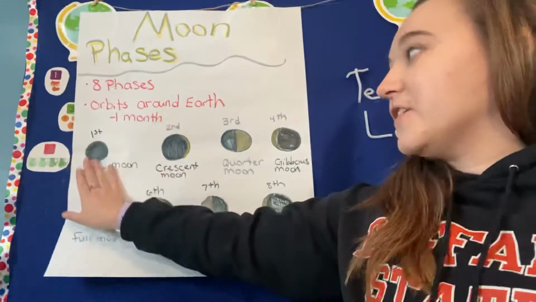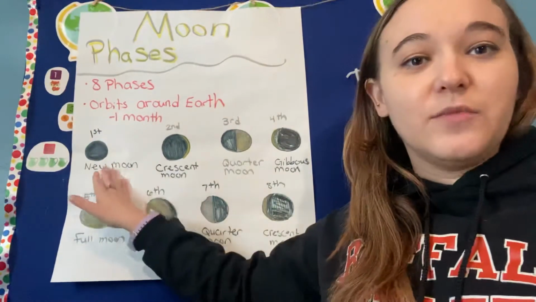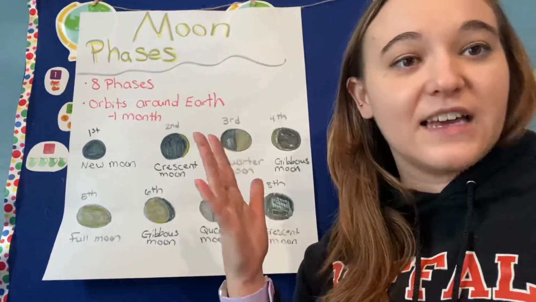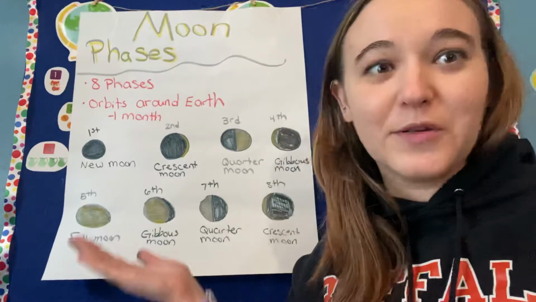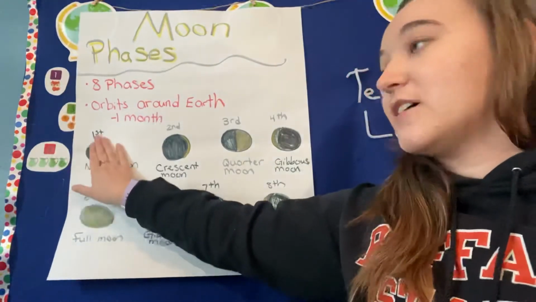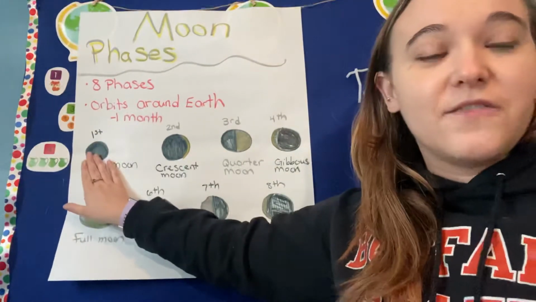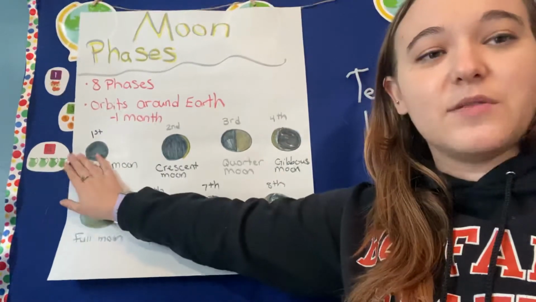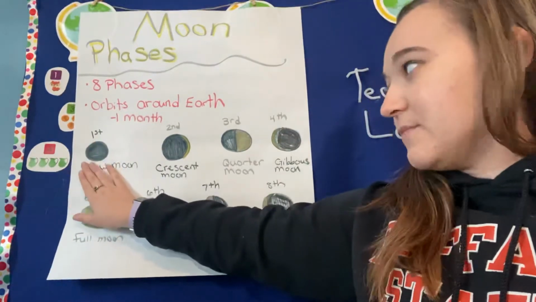Our first phase is a new moon. That is when you look up into the sky at nighttime and you think, there's no moon. It really is there. It's just completely dark. It's hidden from the shadow, so you cannot really see it. You might see an outline of the moon outside, but you really don't see much of it.